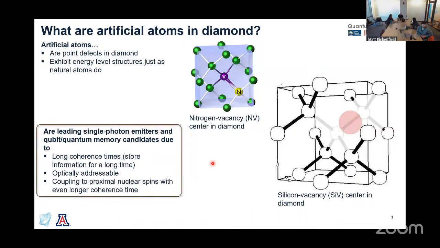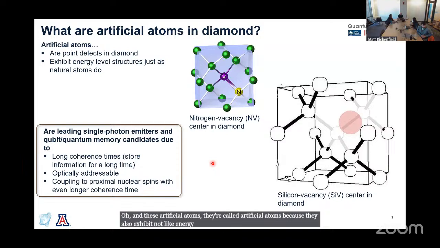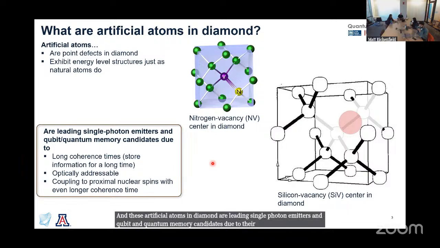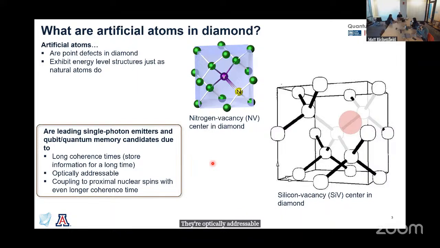These artificial atoms are called artificial atoms because they also exhibit energy level structures just as natural atoms do. And these artificial atoms in diamond are leading single photon emitters and qubit and quantum memory candidates due to their long coherence time. So they're able to store information for a long time. They're optically addressable, so we can do our initialization and readout using optical pulses. And they also have coupling to nearby nuclear spins with even longer coherence time, on the order of minutes.